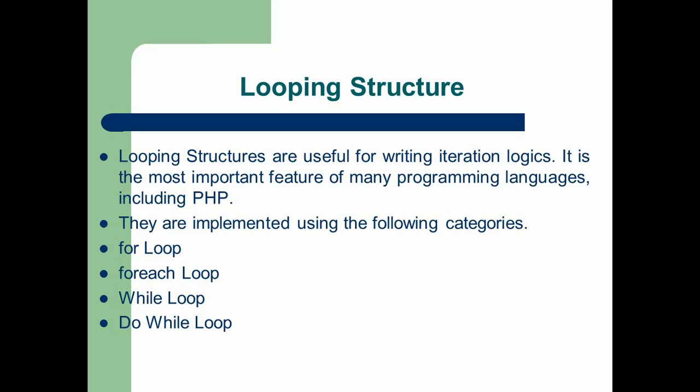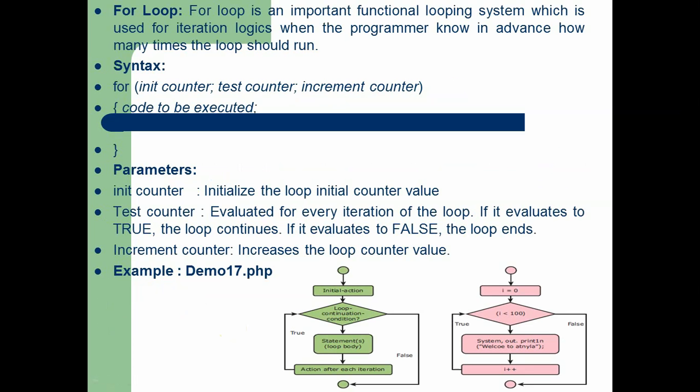In PHP, there are 4 types of looping structures used. One, for loop; another one is for each loop; third one is while loop; fourth one is do while loop. In these 4 categories, the for each loop is available only in PHP. Now we will discuss these 4 types of loop structures one by one. Here we are going to see the first loop structure called for loop.